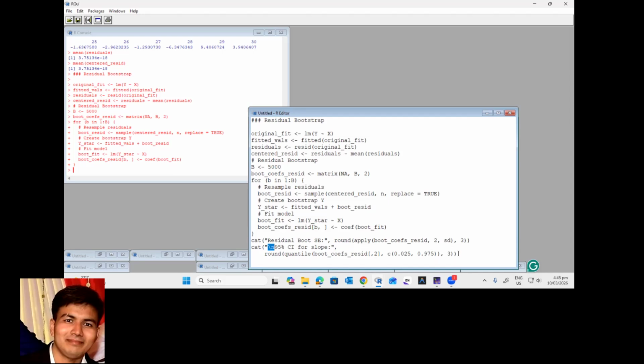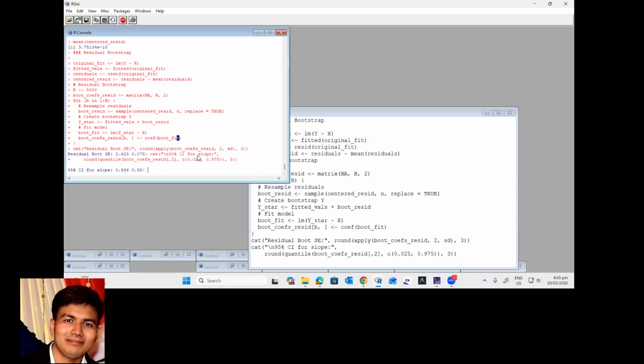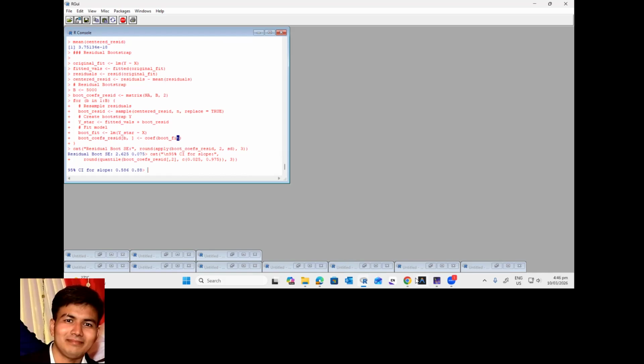All right, so here we will run both of these commands. It gives us the residual bootstrap standard error for beta naught as 2.625, and for beta 1 it is 0.075, and the 95% confidence interval for the slope has a lower limit of 0.586 and an upper limit of 0.88. All right. So this is your R code for the residual bootstrapping method.